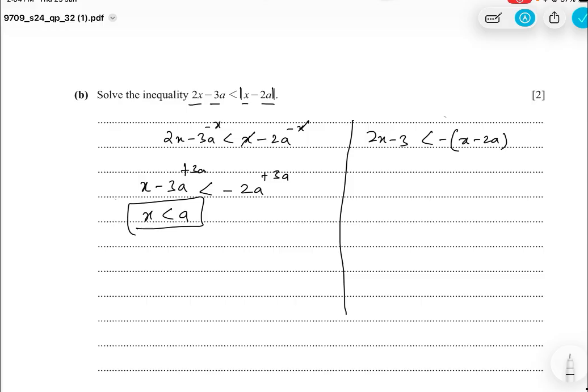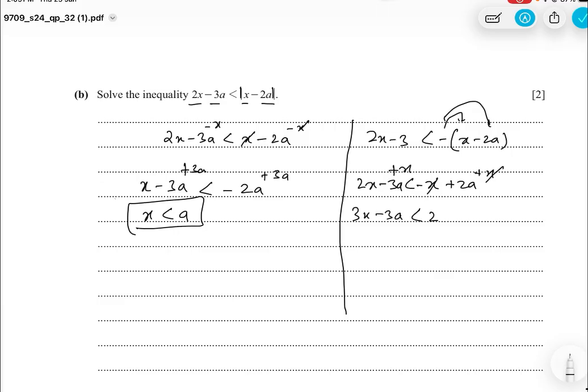Okay. Now, let's try this one. Multiply by negative. It will become 2x minus 3a less than negative x plus 2a. Okay. Add x to both sides. These will be cancelled. 3x minus 3a is less than 2a. Add 3a to both sides. It will become 3x less than 5a. Divide by 3, divide by 3. X is less than 5a by 3. We got two values. Let's check.